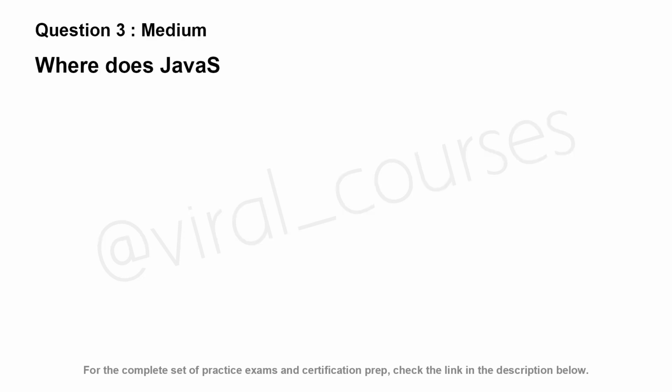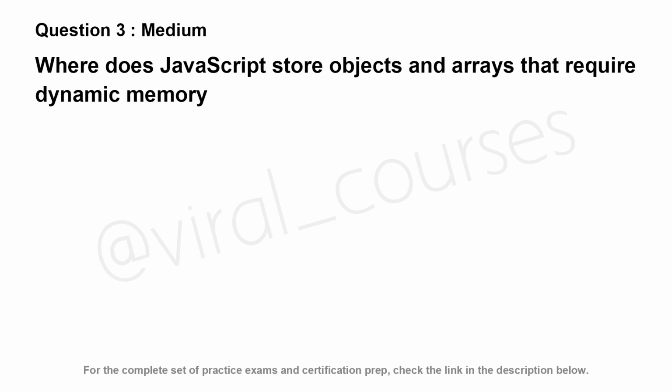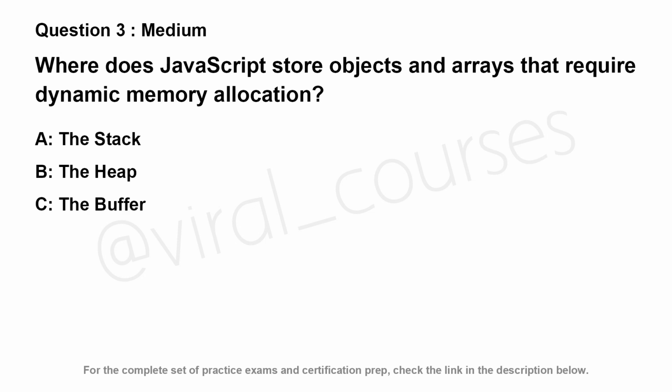Where does JavaScript store objects and arrays that require dynamic memory allocation? Option A, the stack. Option B, the heap. Option C, the buffer. Option D, the constant pool.